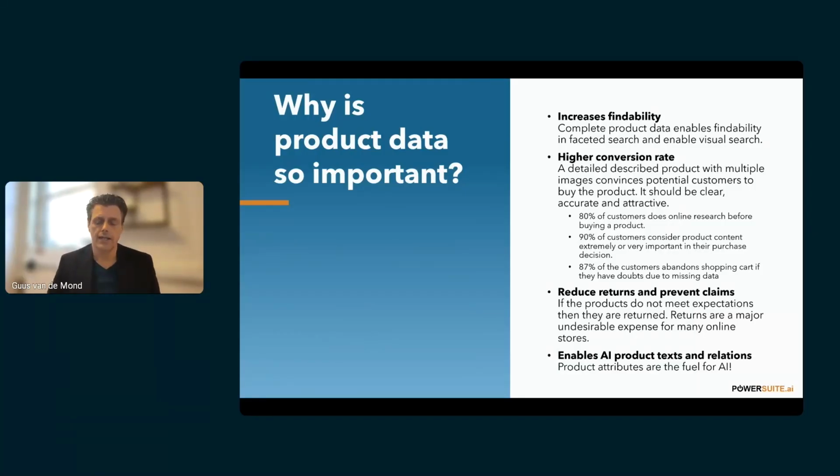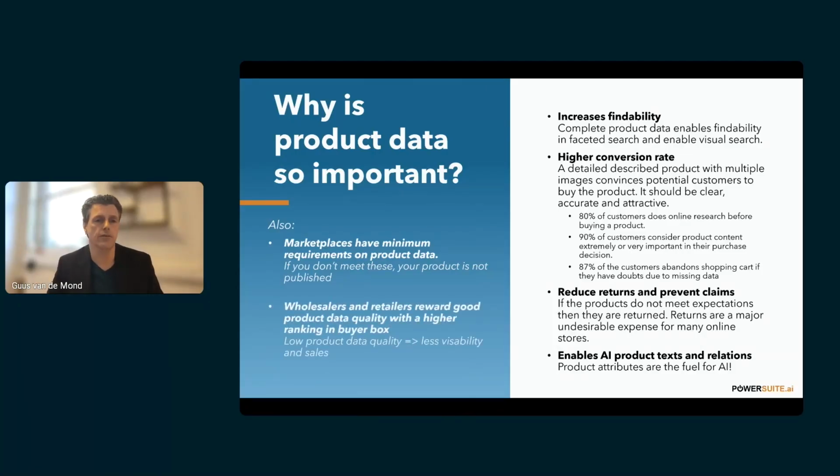And additionally, you also see that increasingly more parties like marketplaces are saying, yes, we want the product data to meet certain minimum criteria, which means that I need to have all these mandatory attributes filled in. If you don't have these, then your product simply won't be listed online. You see it on marketplaces, but you also see it with other organizations, for example, with wholesalers and retailers who say, yes, we have a certain rating mechanism.